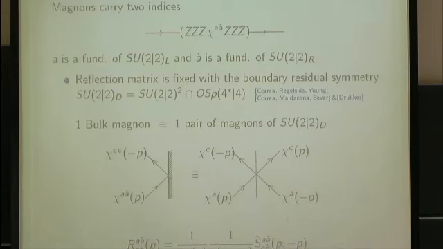Yes, it is, but remember that it's not exactly the twisted TBA equations, because we also have this boundary dressing phase. So this is not exactly just the bulk, it's the bulk plus something else. That was quite important in our computation. But I don't know if this is the question.